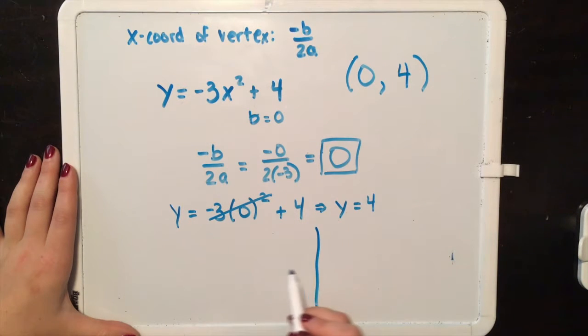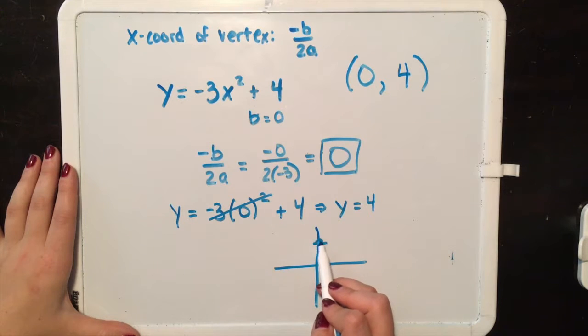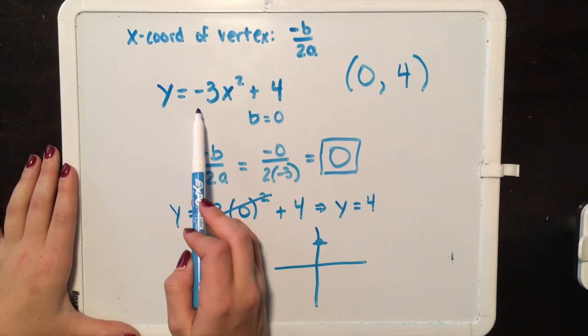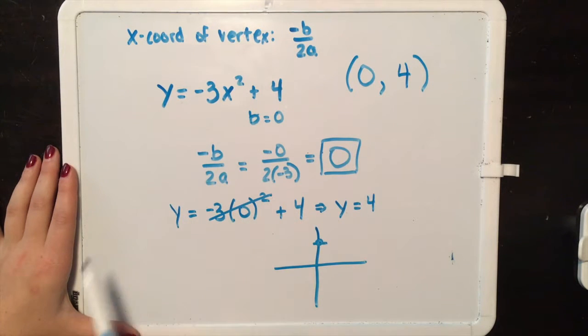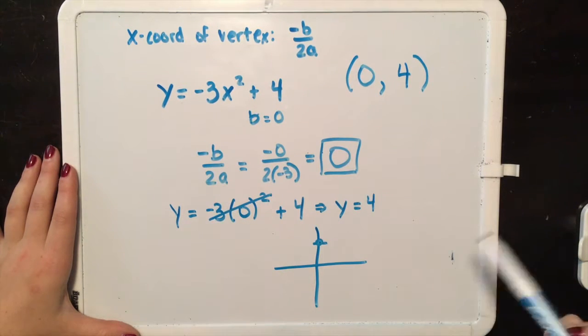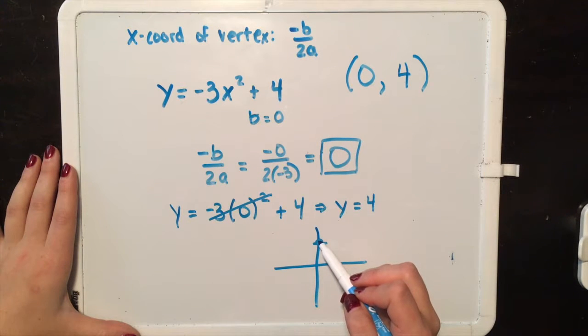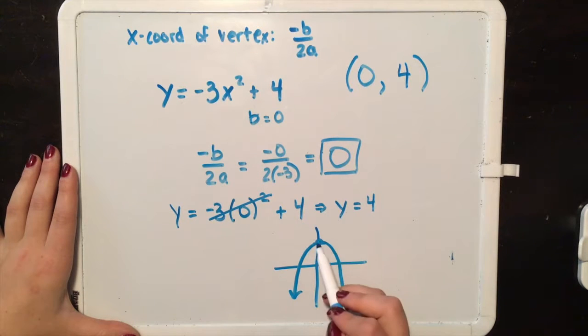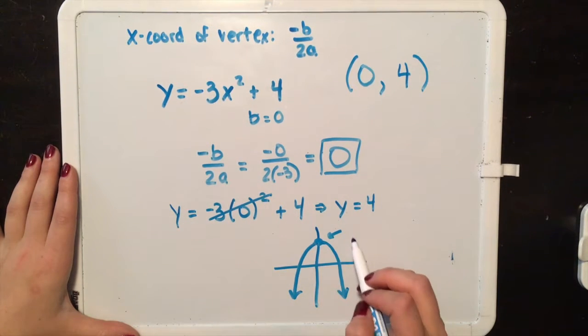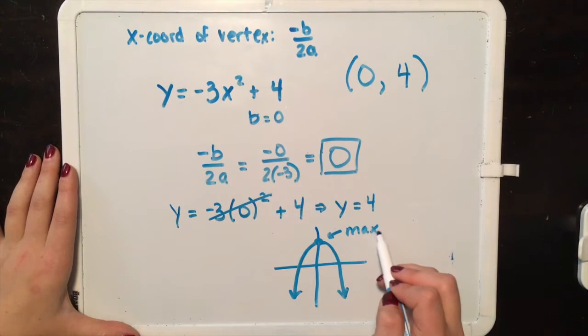If we want to sketch this, 0, 4 is right here on the y-axis, but notice that we have a negative a. So since a is negative, our parabola is frowning or downward facing. So if we sketch it, our vertex here is the highest point on this graph, so our vertex is the maximum.